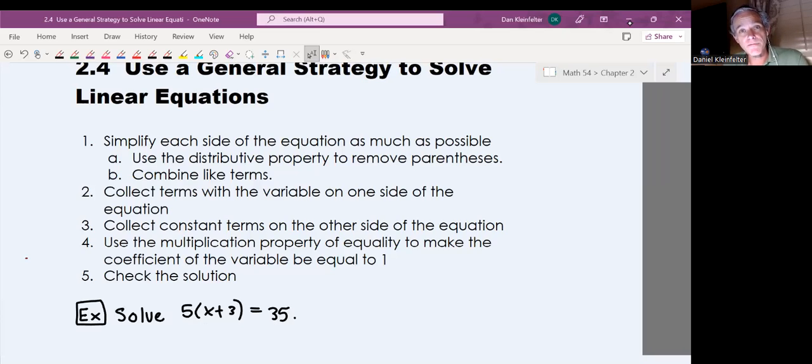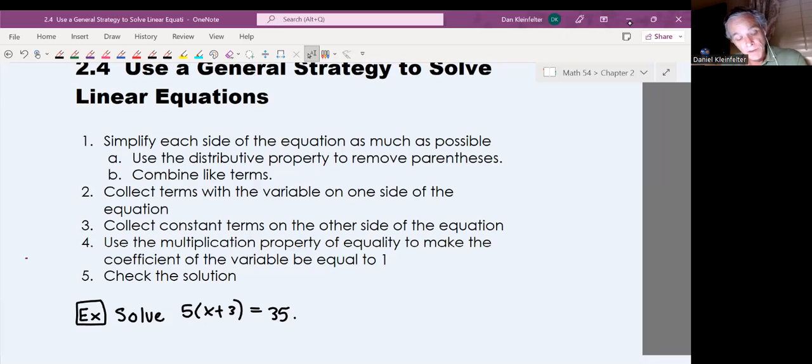So we'll use the addition property to collect the terms with the x, or whatever the variable is, on either the left or right side. But the key thing is to get all the variable terms on one side. And then in step 3, we'll collect all the constant terms on the other side. That is, whatever side you've picked for the variable, the constants all go on the other side.